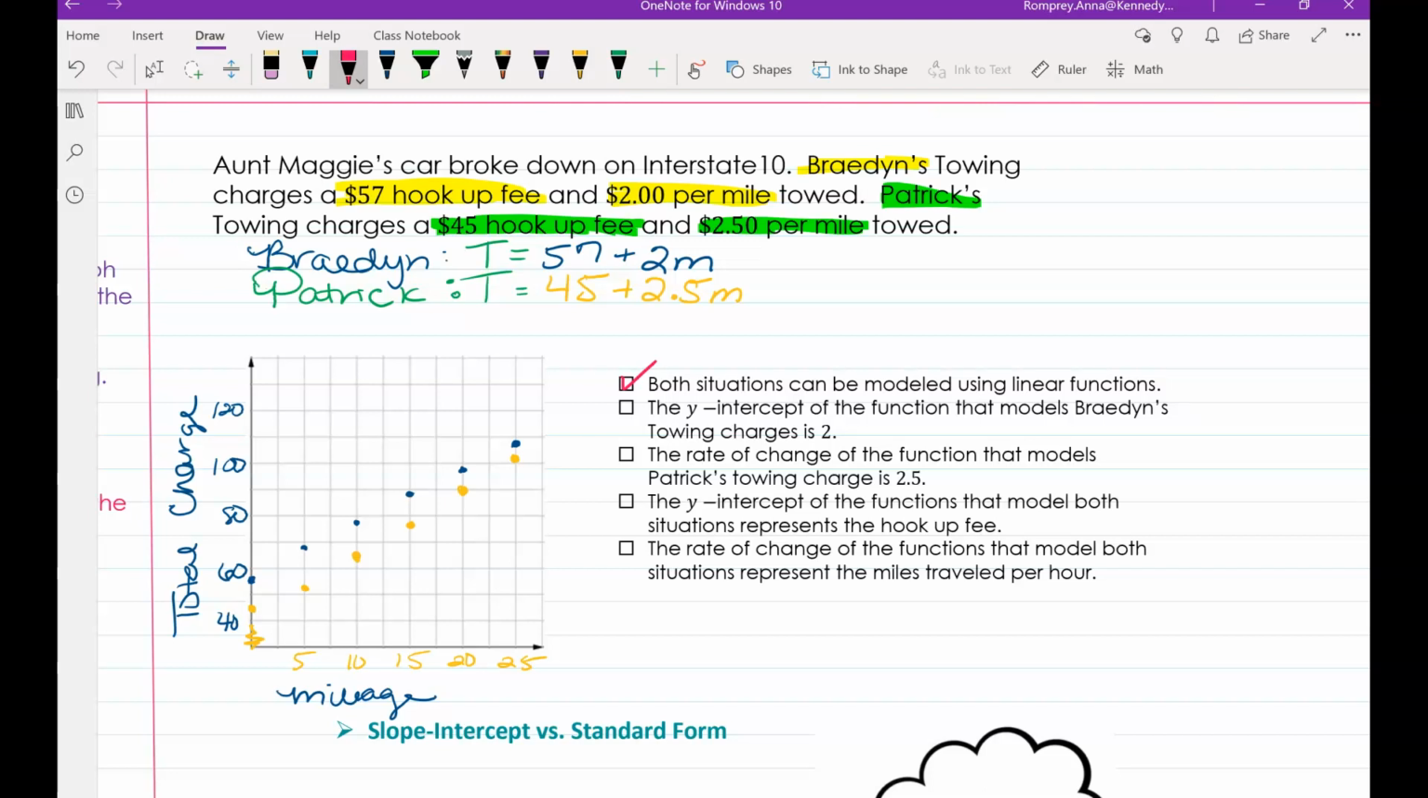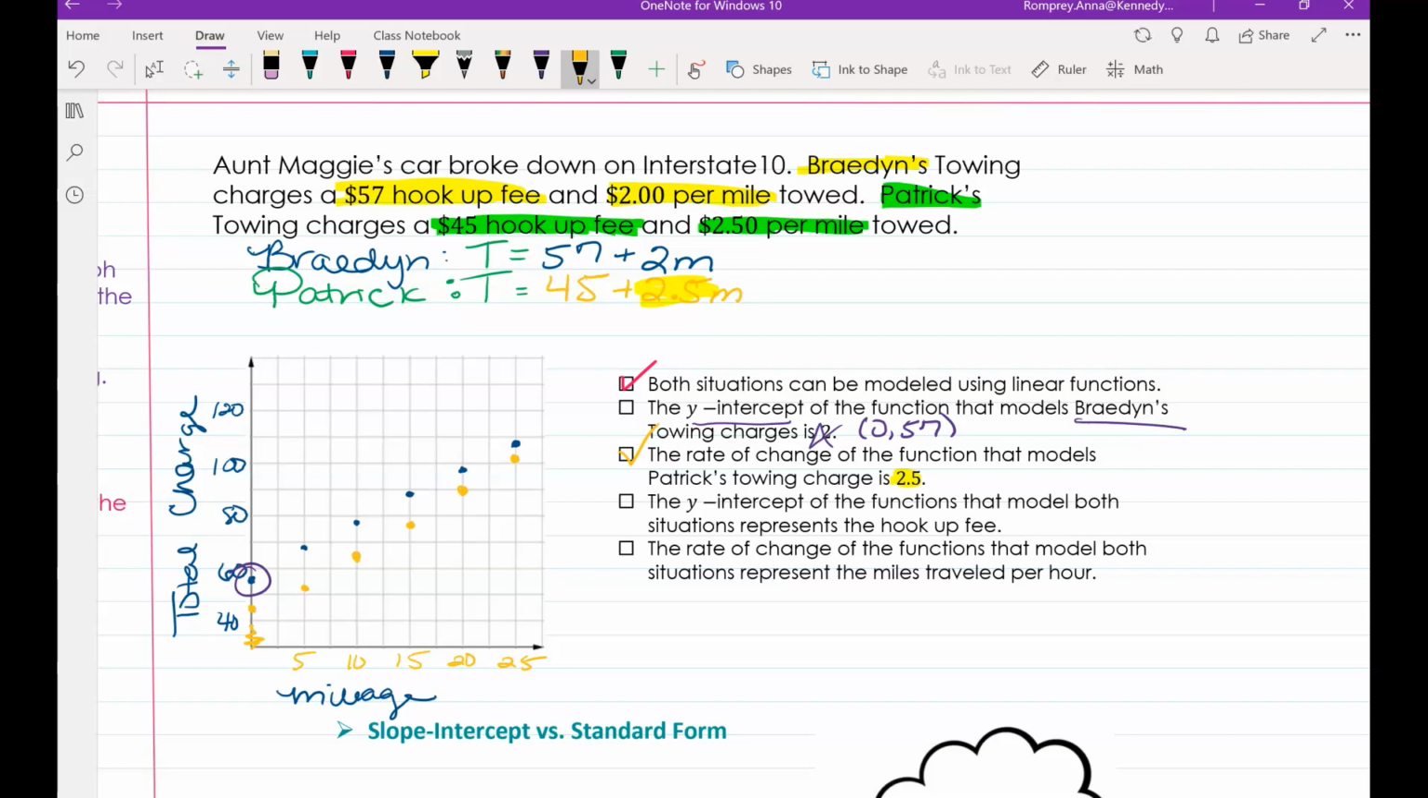All right, so the y-intercept of the function that models Braden towing charge is 2. So the y-intercept for Braden, so over my y-axis, that's definitely not 2. Nope, it's actually 57. Well, technically 0, 57. If, we should be precise. So the rate of change of the function that models Patrick's towing is 2.5. Well, let's see. Patrick's towing, rate of change, 2.5. Yes, that's absolutely true.